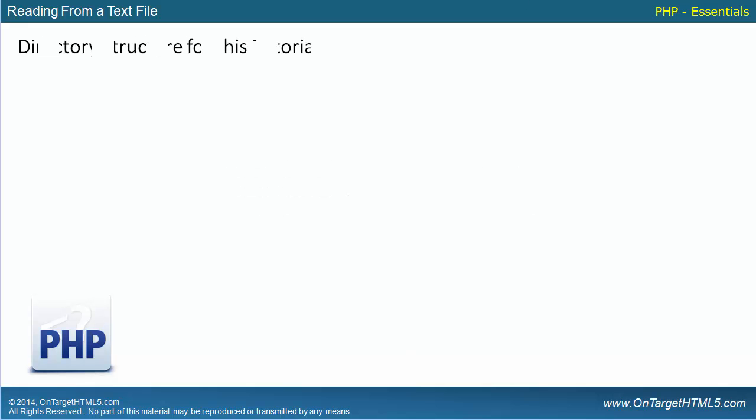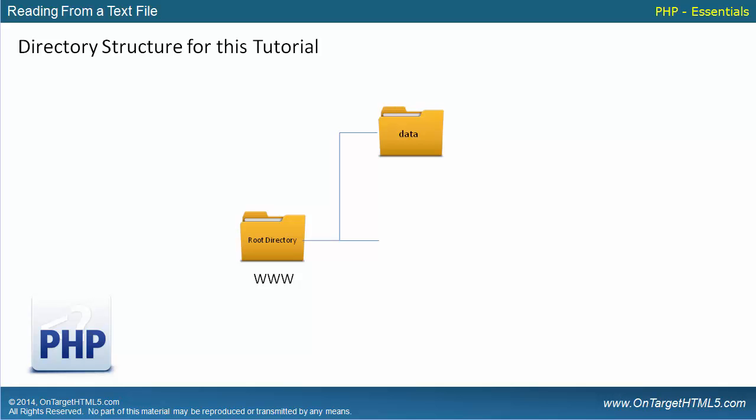What you should have created is your root directory for your Wimp server, which is the www directory. Off that root directory, we've just created another folder called data. That's where we're going to store our text file. In the root of the Wimp server, we're going to have a file called reading from a text file.php. That's the actual file we're going to create in the tutorial that's going to read from that text file. And inside that data folder, we're going to create another document called levels.txt, which is going to store the data that we're going to read with our PHP file. So this should be the structure when we finish the tutorial that you have built on your website.